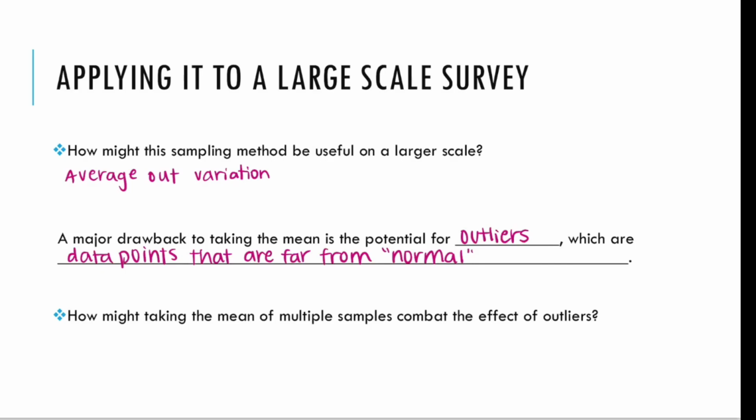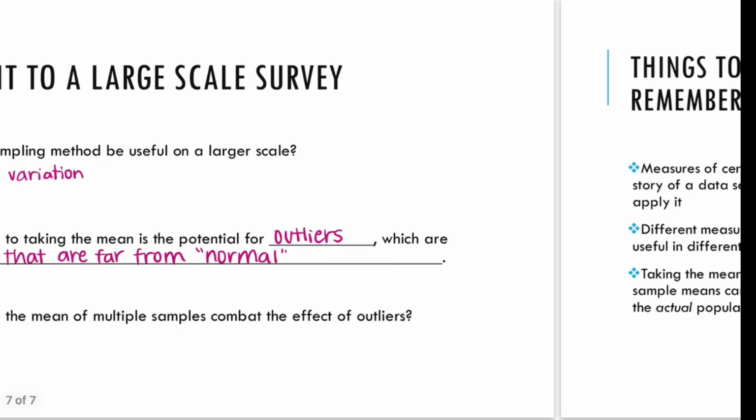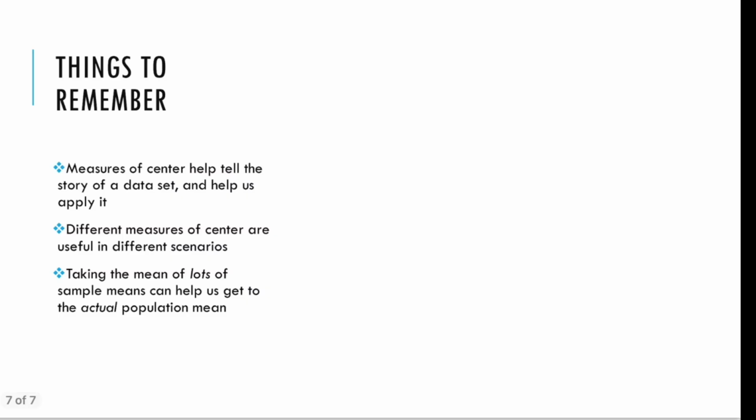So that's why we take the mean of multiple samples, because when we take the mean of multiple samples and then take the average across those, like I said, it gets rid of that variation. We don't have to worry as much about outliers because we'll be able to settle it out with the other samples that we have. So some things to remember: measures of center, like mean, median, and mode, will help tell the story of a data set, and we'll be able to say, oh, this is the measure of center, so this is what it means for my survey question.